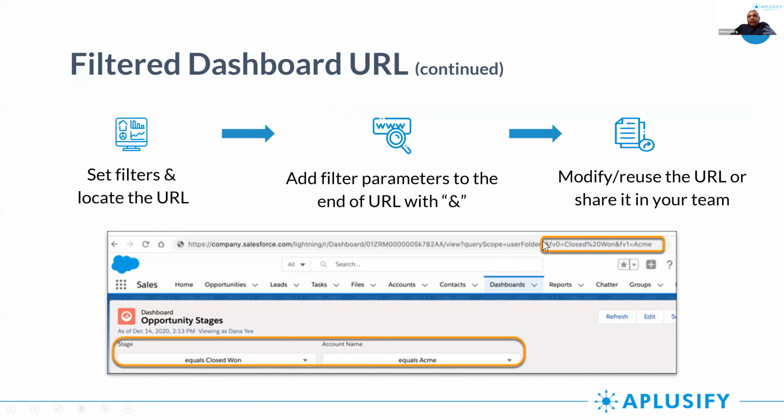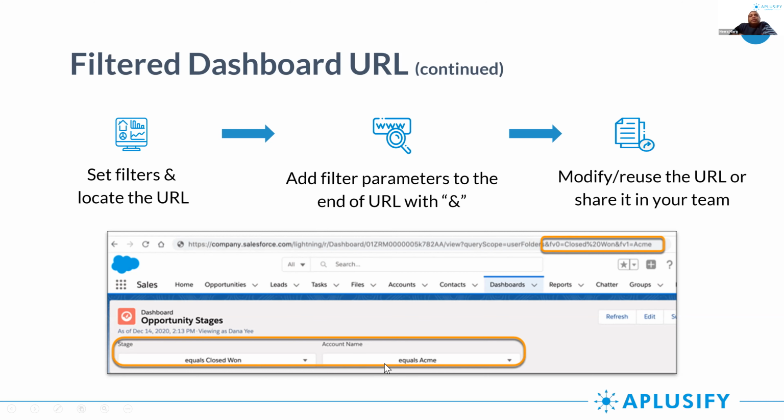And now if you see the URL bar, what it has done is it has got a URL, or an address, which says FV0 is equal to closed, which means filter value 0 is closed, and the filter value 1 is equal to Acme. Now, as a user, you can just copy this whole URL or address, and save it for future use.